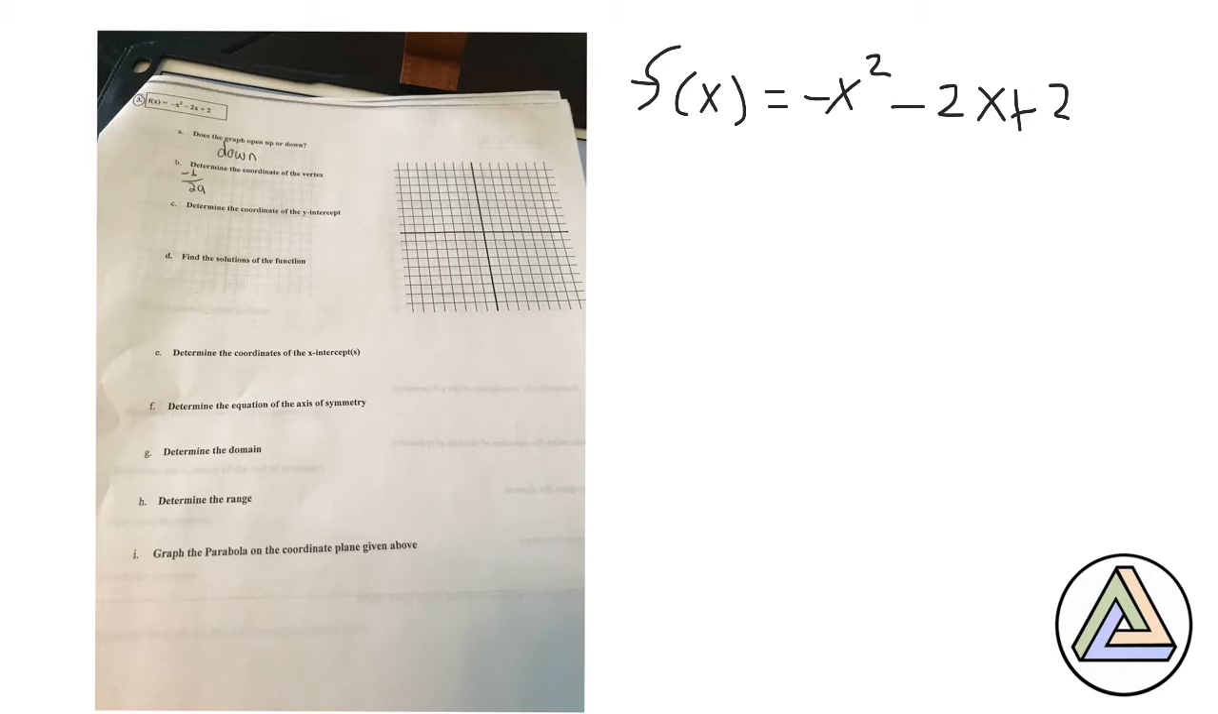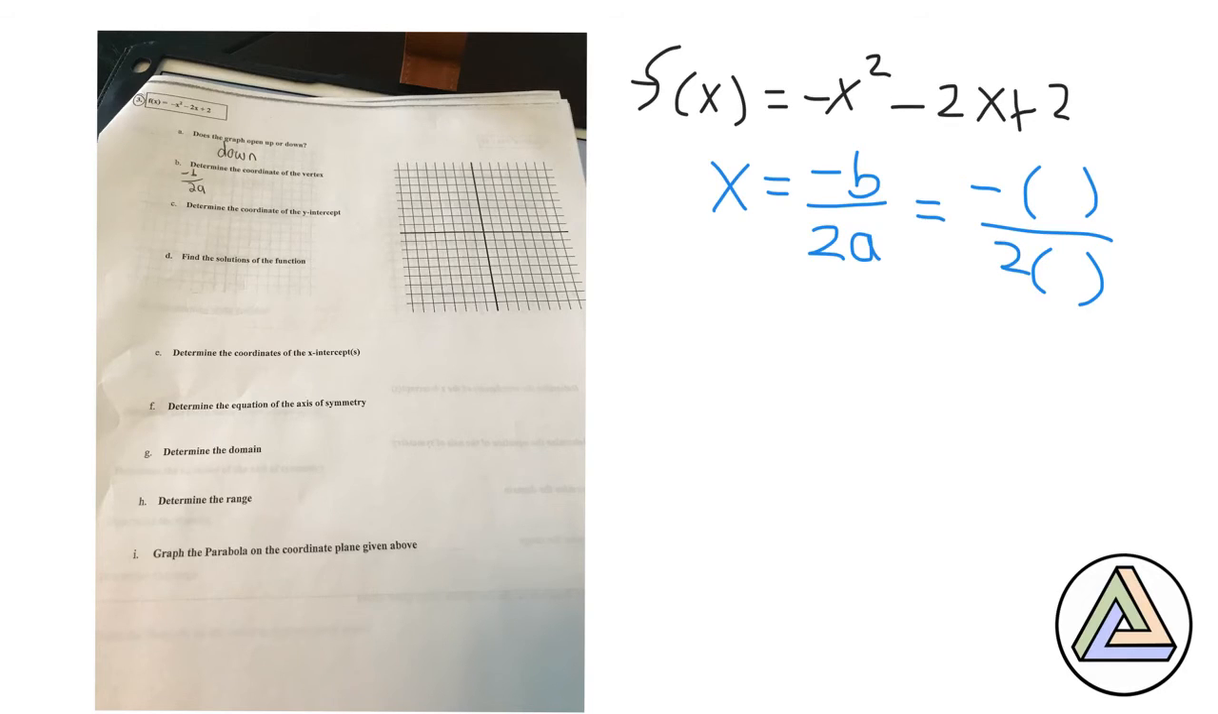So first things first, let's find the x-coordinate of the vertex, knowing full well that that will be to use this formula. I'm just going to save space by doing it over here. Now, once again, do you see me using these empty parentheses? In place of b, I put empty parentheses. Instead of a, I put empty parentheses. Why do I do that? Well, because we want to be very, very careful, because what is a?